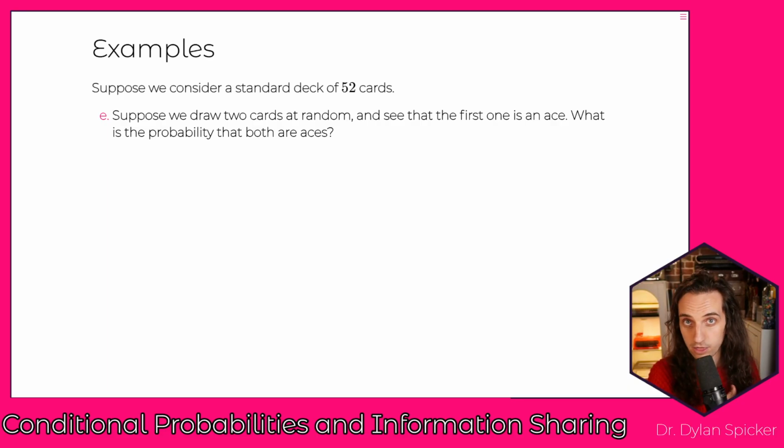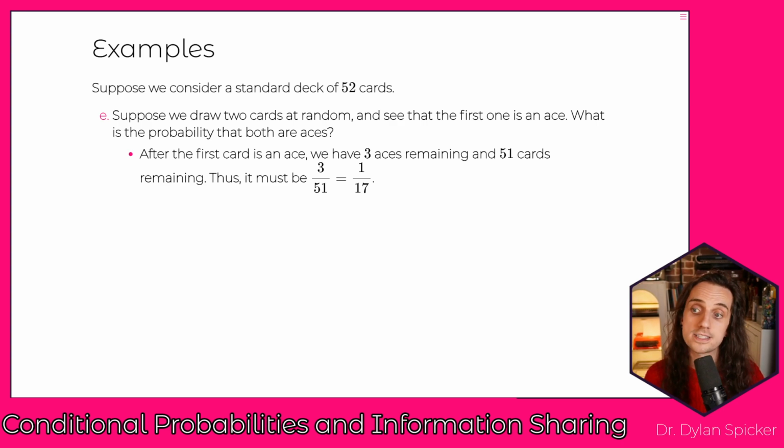Okay. There are 3 aces left in the deck. There are 51 cards left in the deck. So we know this has to be 3 out of 51, or 1 in 17. Right? After the first card's an ace, we have 3 aces remaining. There are a total of 51 cards remaining, so it must be 3 out of 51, or 1 in 17.